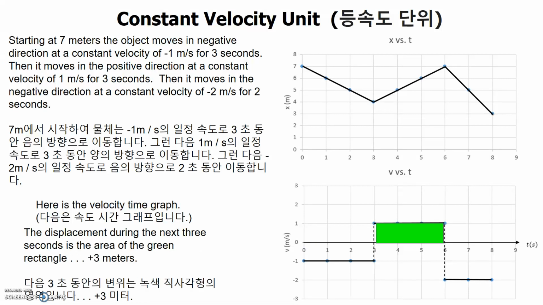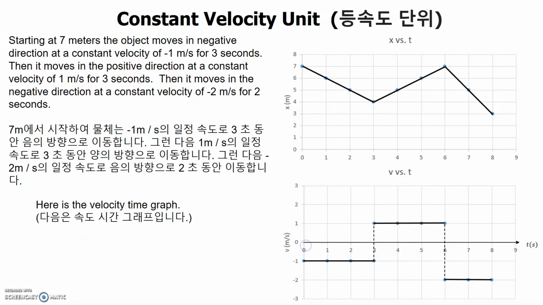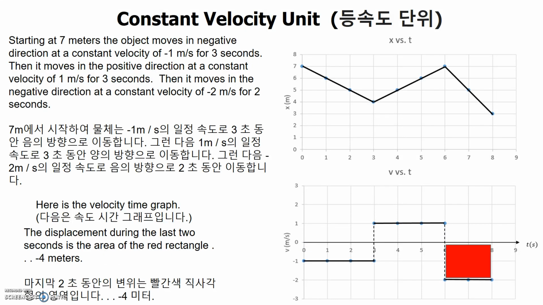The displacement during the next 3 seconds is the area of the green rectangle, which is positive 3 meters. And the displacement during the last 2 seconds would be the area of the red rectangle again. In this case, it would be negative 4 meters.